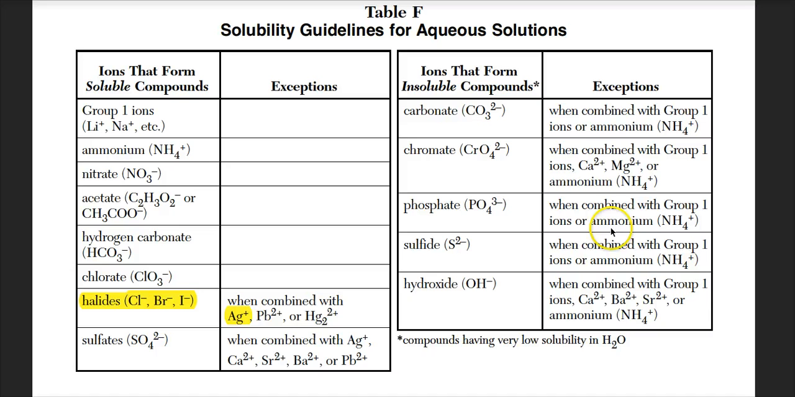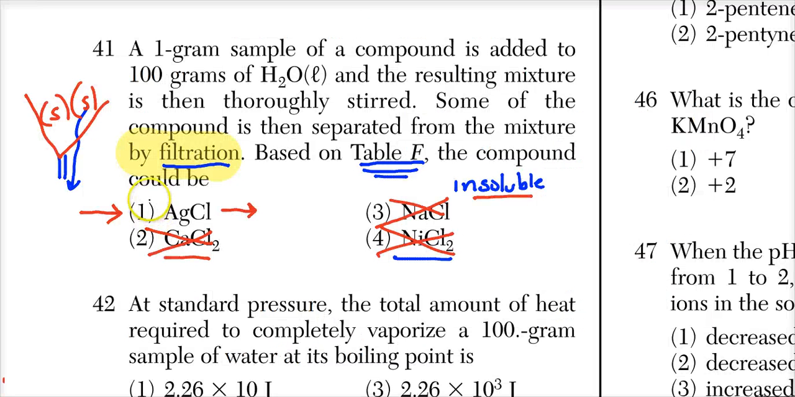Now you have exceptions over here. Carbonate ions are usually insoluble except with what? Group 1 ions or ammonium ions. So you have exceptions the other way as well. Make sure you're aware of that. Okay? So clearly 41 is choice 1.